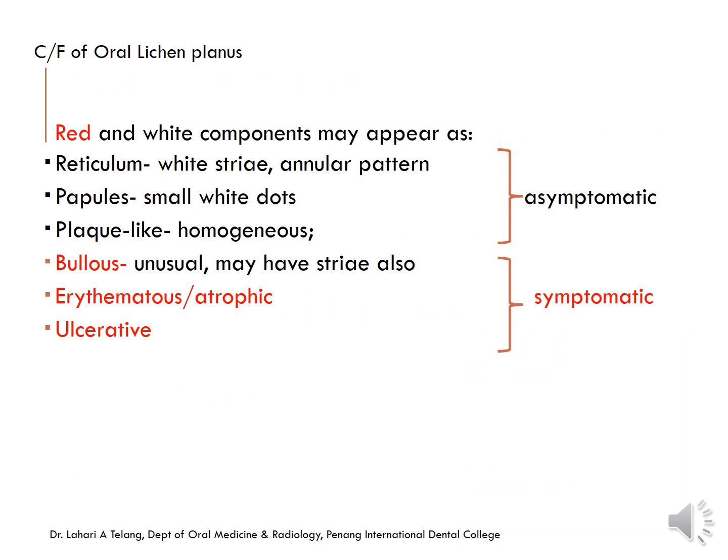The clinical features of Oral Lichen planus: there are generally 6 types of clinical features. Don't confuse them for histopathological features. These are classically clinical features, right? So you have both red as well as white appearing Oral Lichen planus. They are classified as reticulum or reticular type, where you see white striae or an annular pattern. Papules, which are small white dots, also called papular.